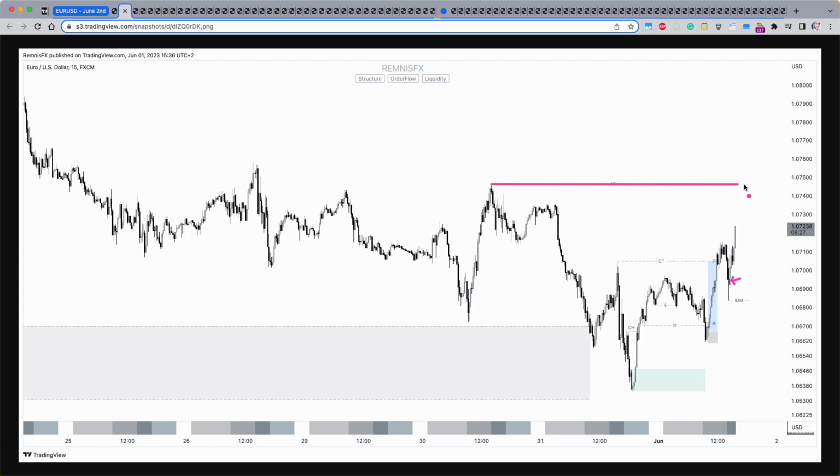Because after price reaches this area, it can do one of two things, right? Either it takes out liquidity and continues the bearish bias, or it confirms our major chop, and then we can look for continuations of buys from that point.